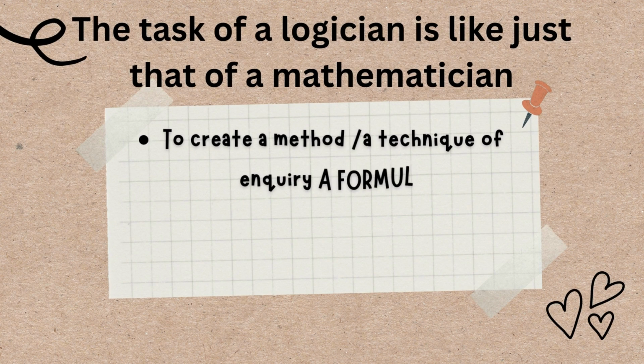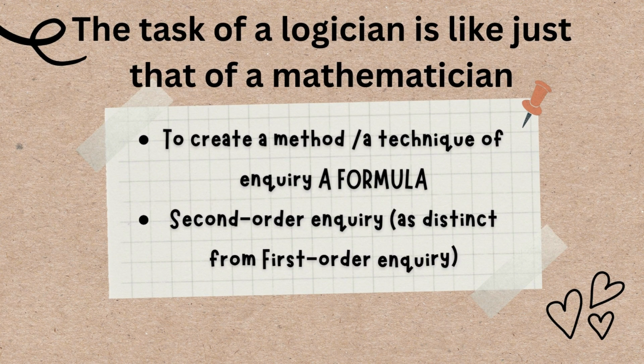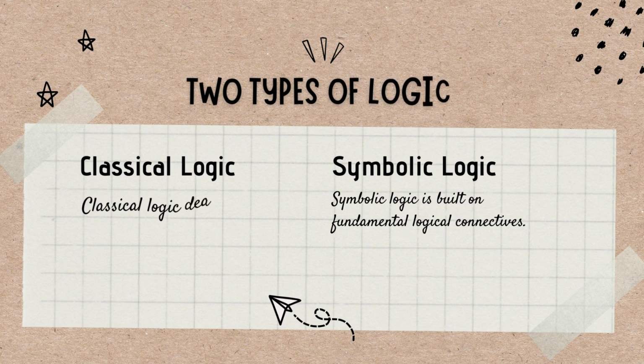The task of a logician is just like that of a mathematician. All they do is create a method or technique for a formula. This second order inquiry and first order inquiry are nothing but the two types of logic. So in logic, we have two types. Let's see what the two types are in the next slide.